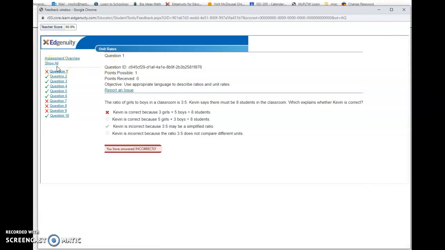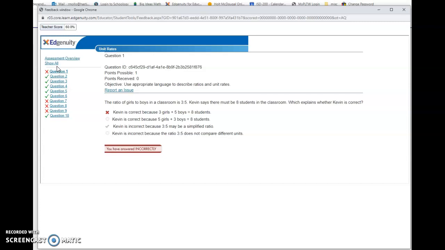So on question 1, the ratio of boys to girls in the classroom is 3 to 5. Kevin says there must be 8 students in the classroom. Explain whether Kevin's answer is correct. Okay, so ratios are kind of weird. It's not like a fraction, so it's not like 3 over 5. So there could be 3 girls and 5 boys, but there could also be 6 boys and 10 girls. And when you simplify 6 to 10, that's the same as 3 to 5.